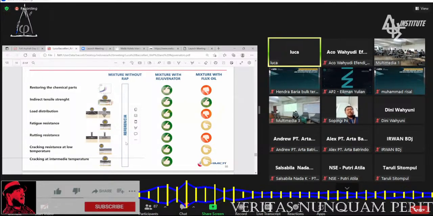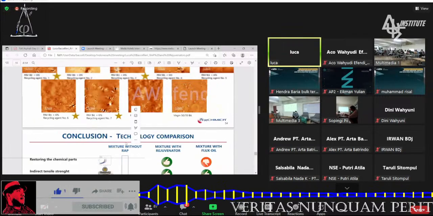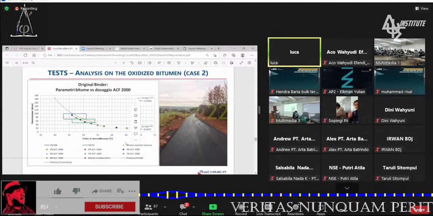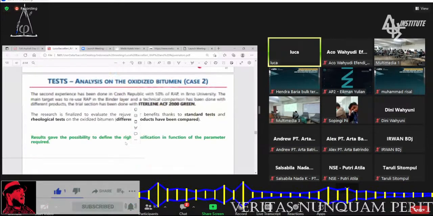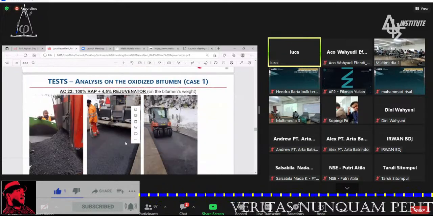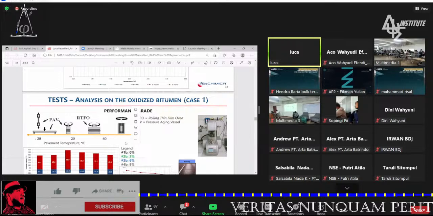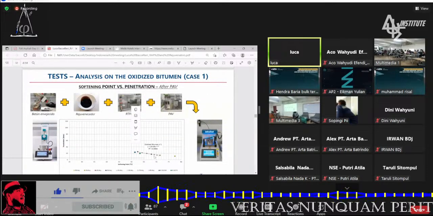Yes, the problem is that, as I said, you can see the benefits in the effect of the rejuvenator. After RTFOT, of course we have a loss of properties, but you fulfill the specification. After PAV, of course, with rejuvenator, if I want to have the same condition as the virgin bitumen, 50-70 for example, I should add 8%. If I have 8%, I have this condition. Otherwise, what happens?